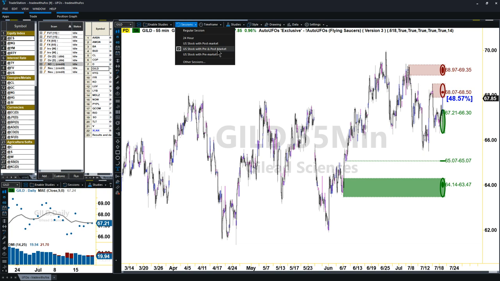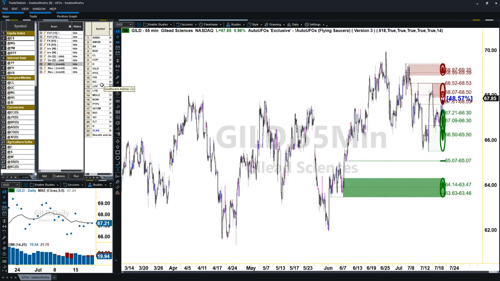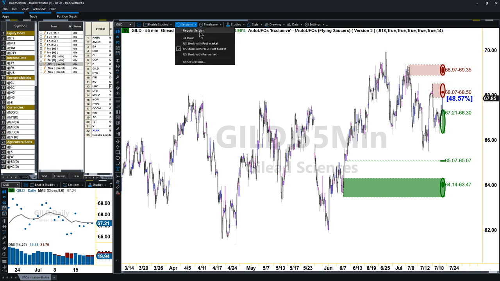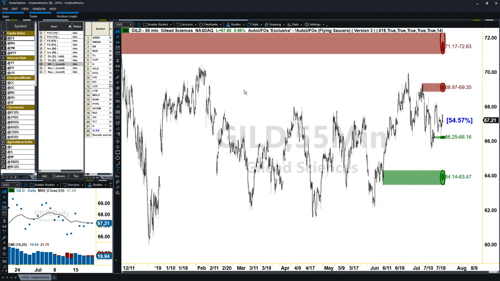So the data is being downloaded and it should be received in my computer fairly quickly. In the meantime, while I'm waiting for this to happen, I want to keep looking at the list of stocks just in case. So what else do we have here? Qualcomm could be another one. Okay, so we got Gilead. So 48.57, that is with pre and post market. If we look at regular session only, that's 54, so that would be much better.